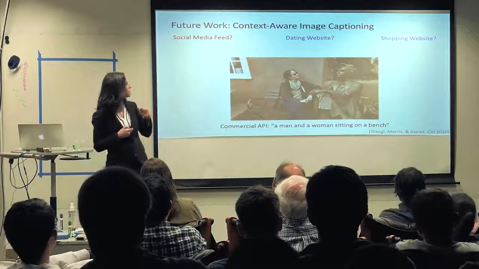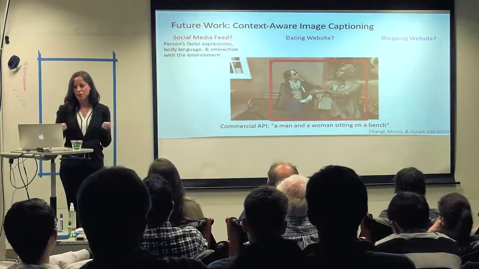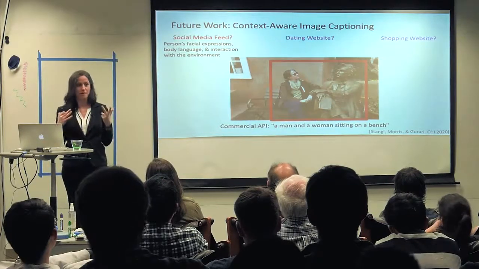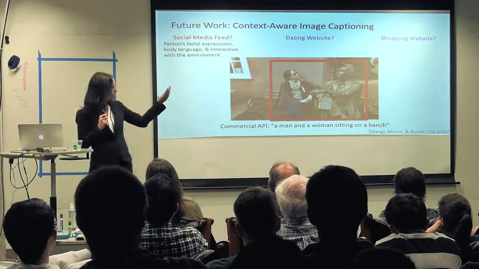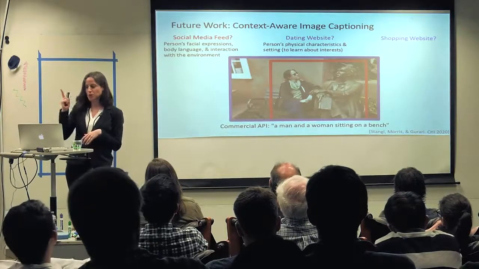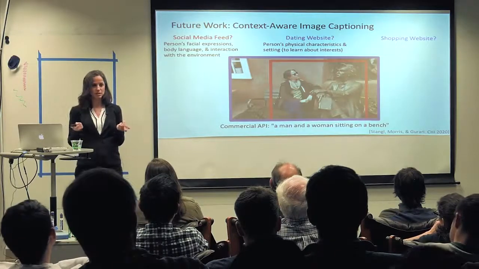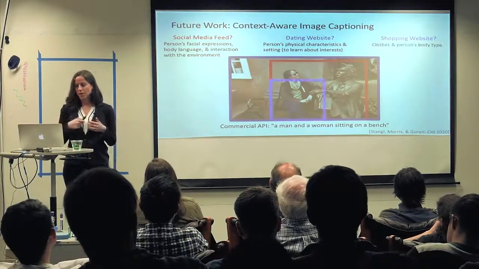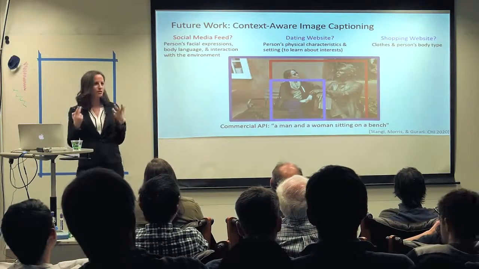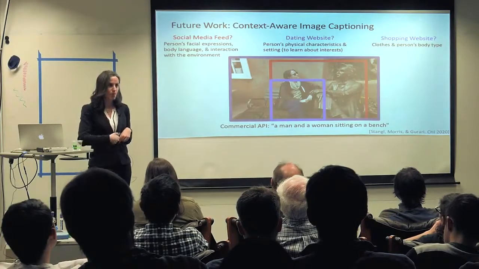One is if the image was in a social media feed, you'd want the person's facial expressions, their body language, and their interaction with the environment. So the content in red. On a dating website, you would want to know the person's physical characteristics and the setting to learn about that person's interests. On a shopping website, let's assume it's clothes, all you care about is the clothes and the person's body type to know whether or not that model's body is similar to your body.